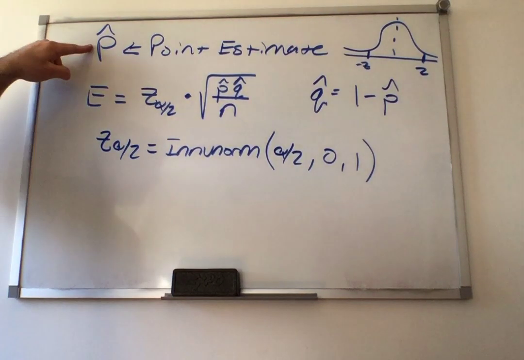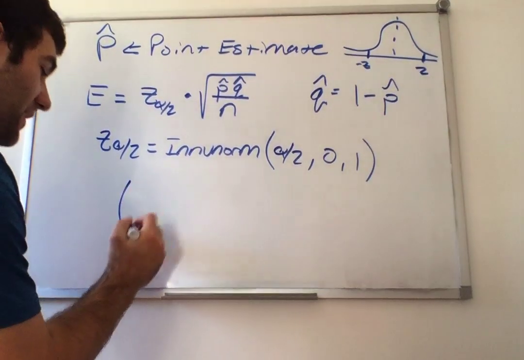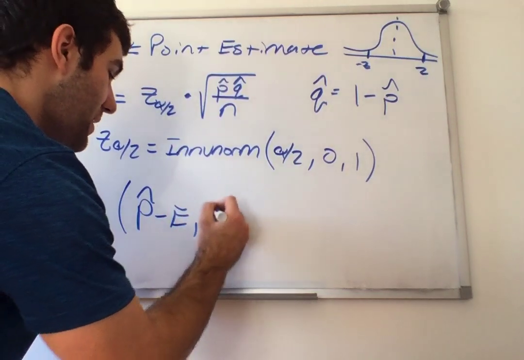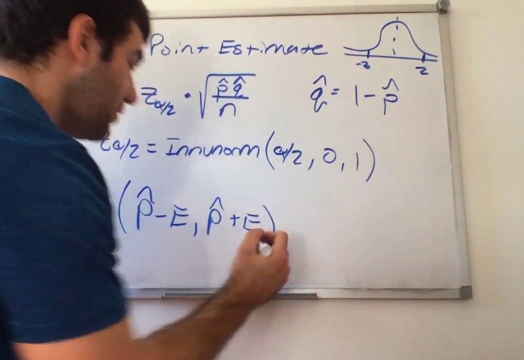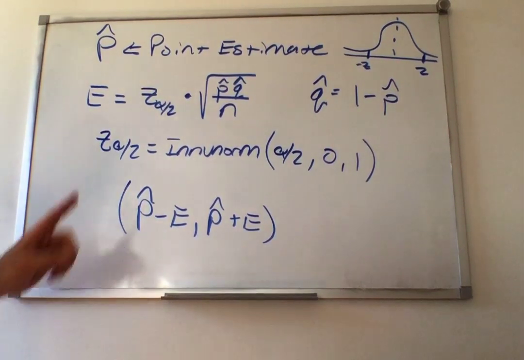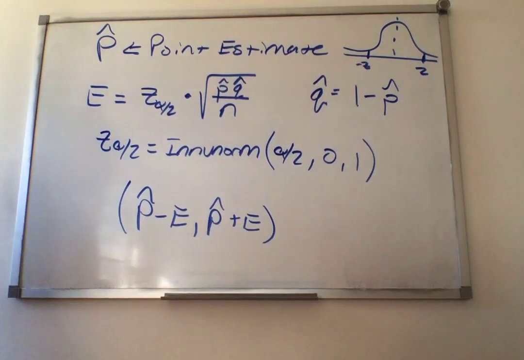Now, once we have our point estimate, once we have our error, our confidence interval is going to be p hat minus our error, comma, p hat plus the error. Just like when we did it for the mean, okay? It was x bar minus the error, x bar plus the error. So same exact procedure, okay?